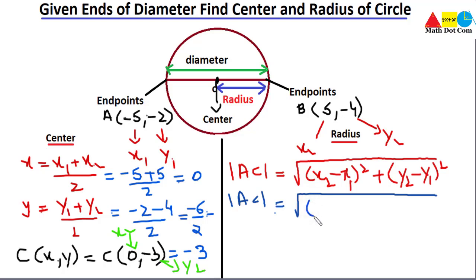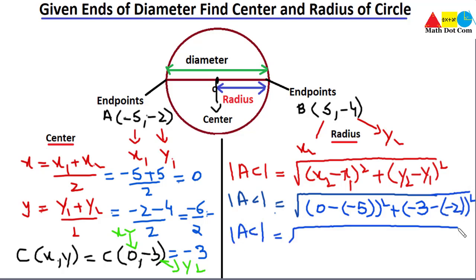So let's put them: x2 is 0, 0 minus what is x1? x1 is -5, with whole square, plus what is y2? y2 is -3 minus what is y1? y1 is -2, with whole square. So let's solve them. Keep in mind, you have to get a single value here because radius is the distance and distance is a single definite value. So it will be 25, as there is a square, plus -3 plus 2 will be -1, -1 square is 1, so 25 plus 1. So the distance between the two points, which is actually the radius of the circle, will be the square root of 26. So this is the radius.